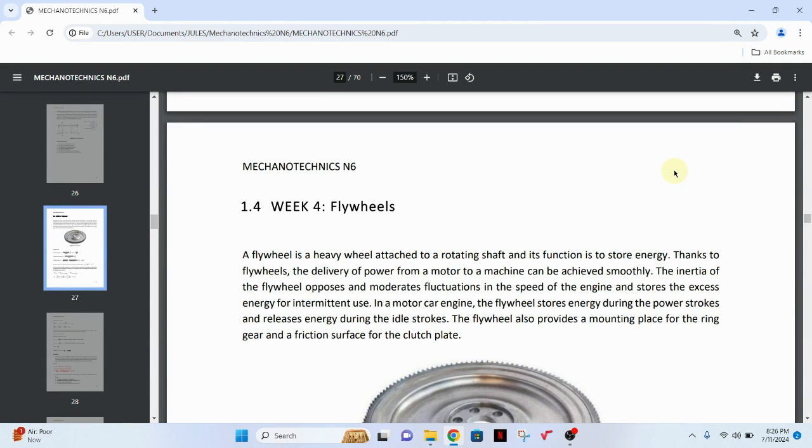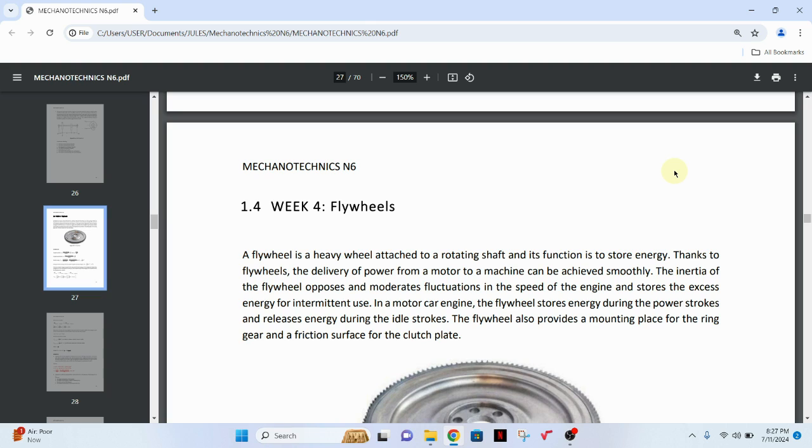Welcome to Mechano N6. Today's video is going to be on flywheels. Of all the modules of Mechano N6, flywheels is one of the modules that are considered to be easy. In fact, according to me, this is the easiest module for two reasons. First, because you do not get to learn so many new things. And the second reason is because it is short, okay? So you can quickly go through it and understand and know how to do it.